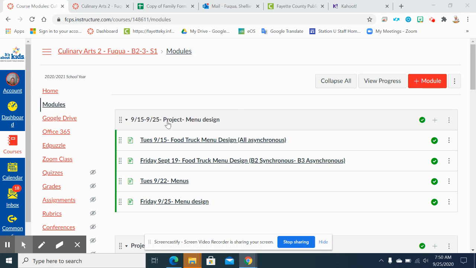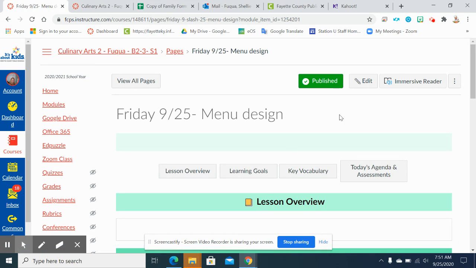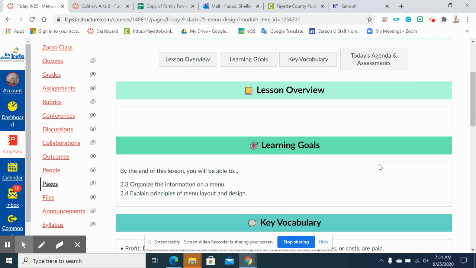So you guys are looking and working on menu design. Last week, you looked specifically at food truck menus. You came up with a rough draft of your food truck menu. If you have not done so yet, please do that. This week, we've been working on types of menus. Last class period, we worked on the types of menus. And today we're focusing on menu design.